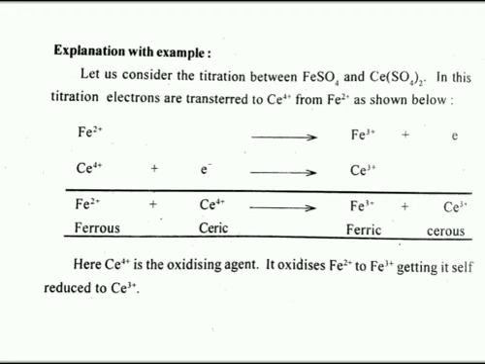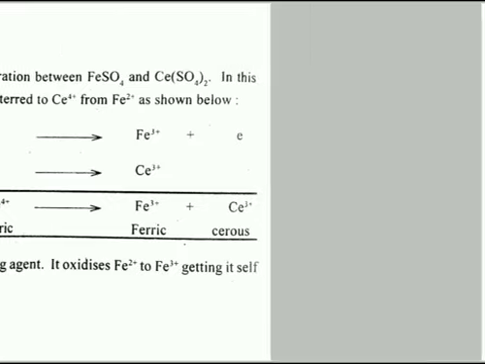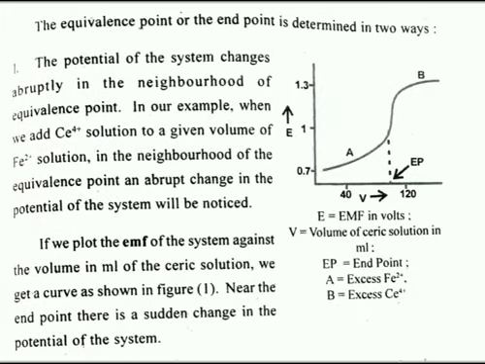So we shall discuss oxidation, reduction, and oxidizing agent, reducing agent by using an example later. Now we shall discuss how the equivalence point or the end point is determined in two ways in redox titration. One is that the potential of the system changes abruptly in the neighborhood of the equivalence point.